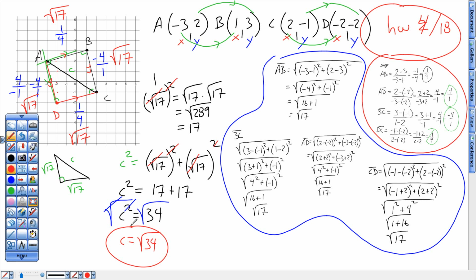Turtle. Good luck. Distance formula, Pythagorean theorem formula, and then of course distance formula.